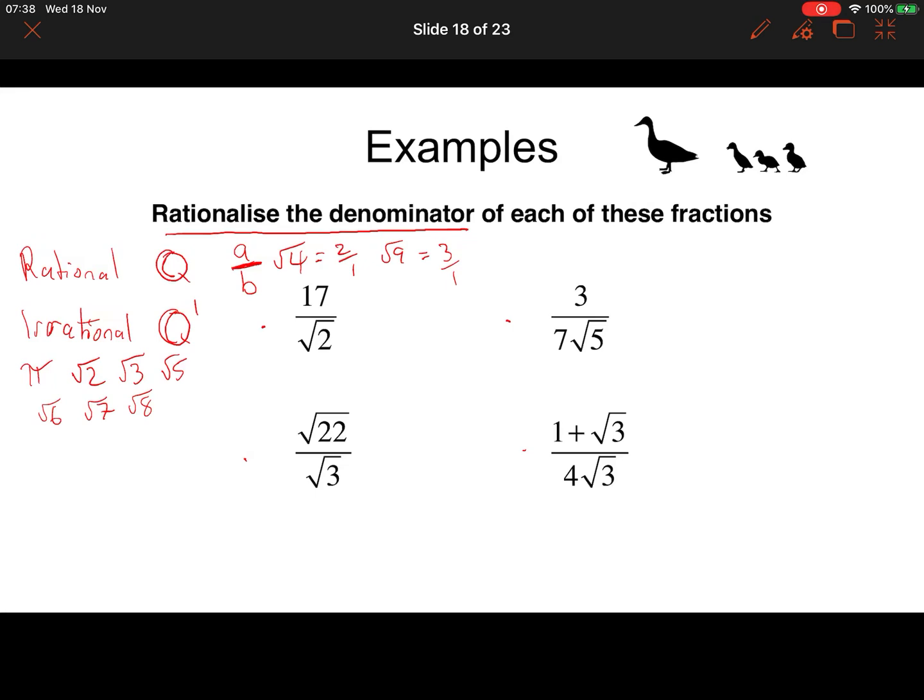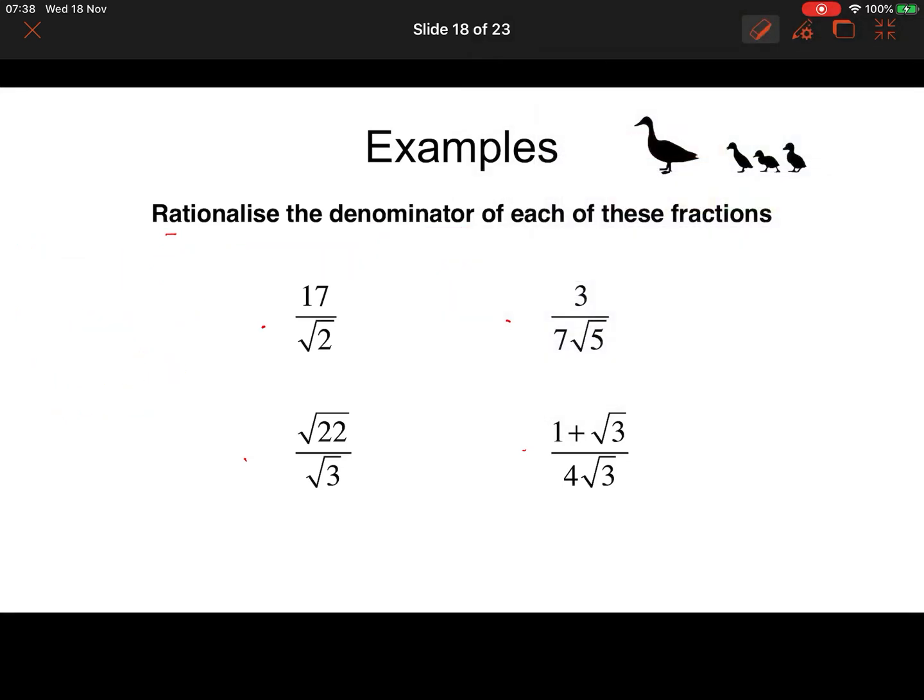So root 9 isn't. What you'll notice is all of the surds where the number underneath is a square number are rational, but all the numbers where the number underneath is not a square number are irrational. That is to say, if you put them in a calculator and work out what their decimal version is, they will go on and on and on forever and ever and ever with no pattern. Okay? So most surds, except the square number surds, are irrational. Now, so that hopefully explains what we mean by rational and irrational. Let me just delete that now.